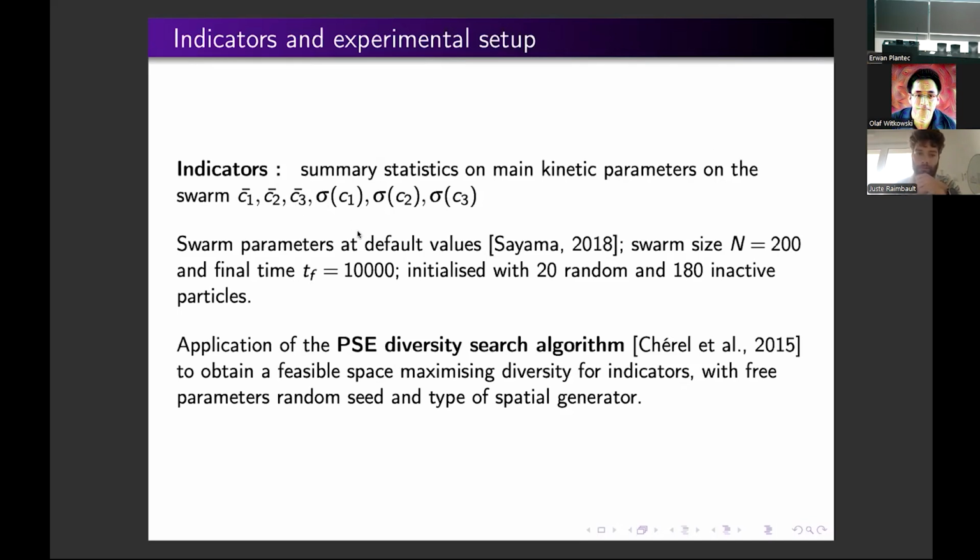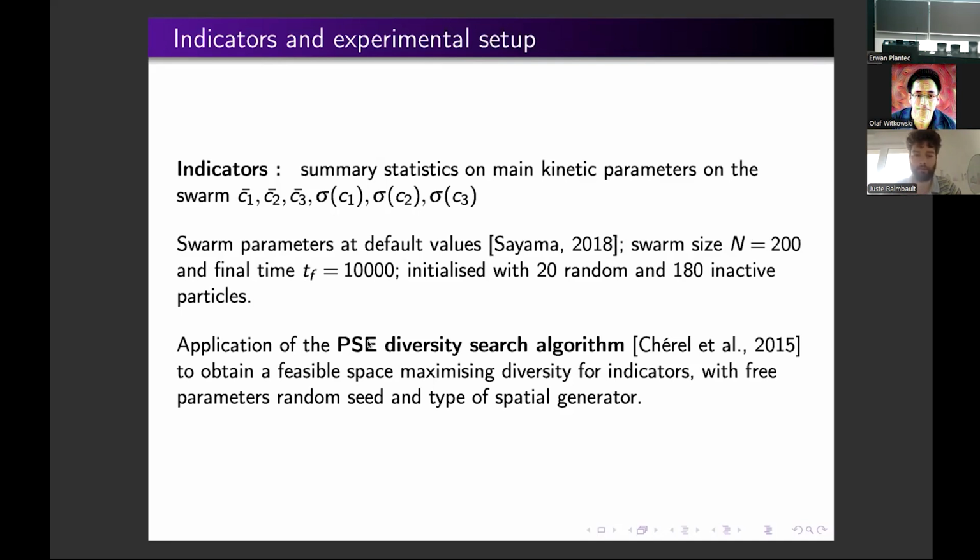And we took also a default standard value for the swarm parameters, except we have quite a small swarm size because we need to simulate a lot of swarms, so it's for a scalability issue. We have a small swarm and a relatively short time, and we initialize it with 20 random individuals and 180 inactive particles. And the experiment we do is to try to maximize diversity for each spatial context. In this way, we can have all possible configurations for a given spatial generator.